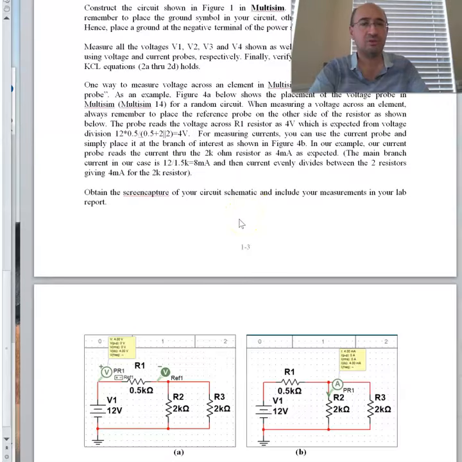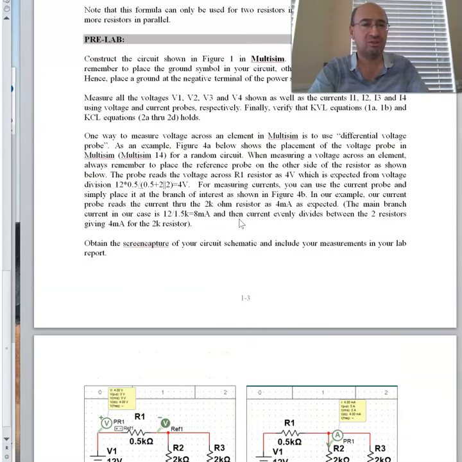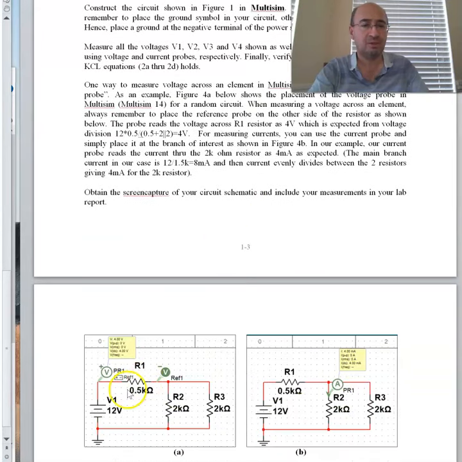Another note, you will be doing Multisim simulations in the PreLab. It is for the same circuit, and you need to use a voltage probe to measure voltage and a current probe to measure a current. This is from Multisim 14, and they conveniently have these probes.